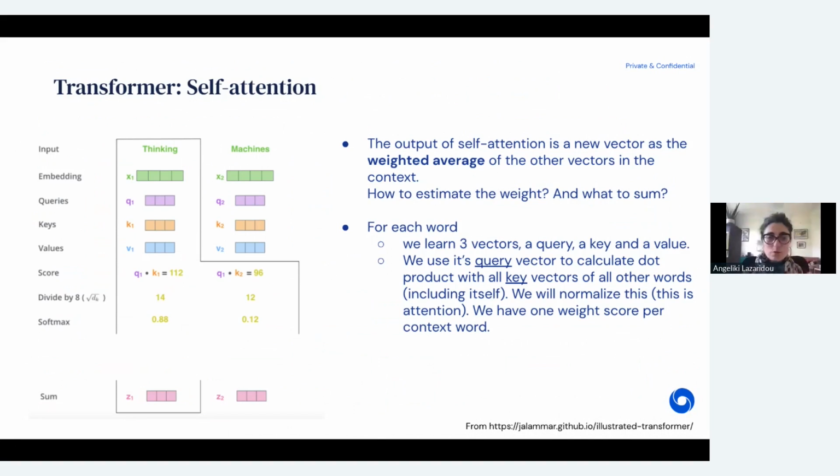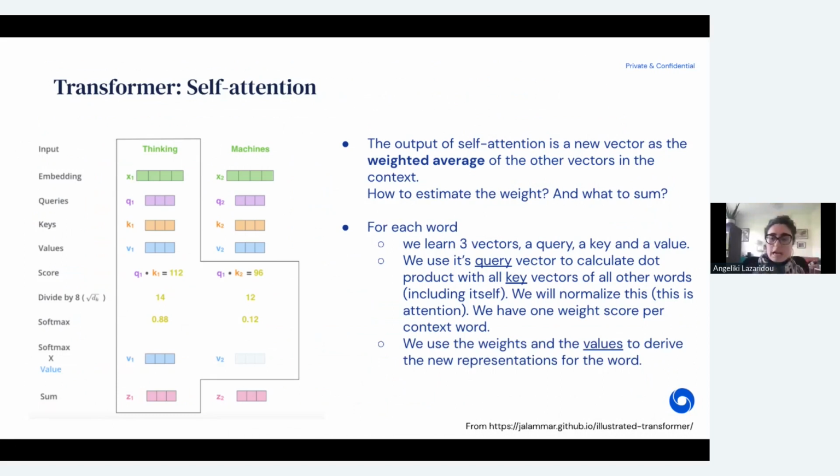This normalized version is what, for example, in the original paper of attention by Dmitry Bahdanau was referred to. Having these weights, we are going to use the weight for it. We basically have one weight score per context word, such that all the weights sum to 1. Then we take this weight for every context word and use the value, so we use the weights and the values to derive the new representation as the weighted sum.